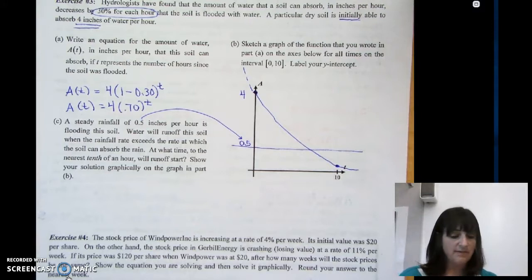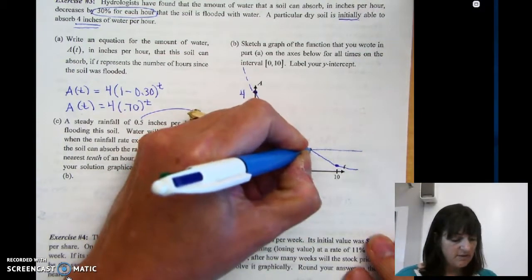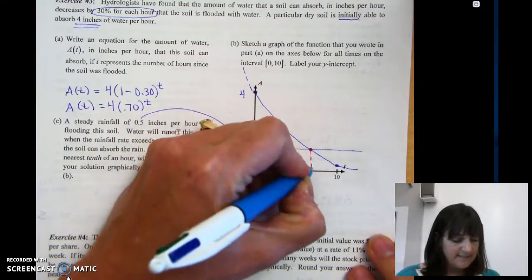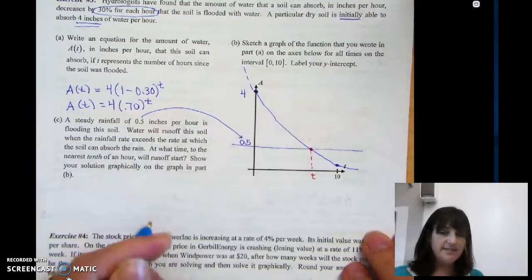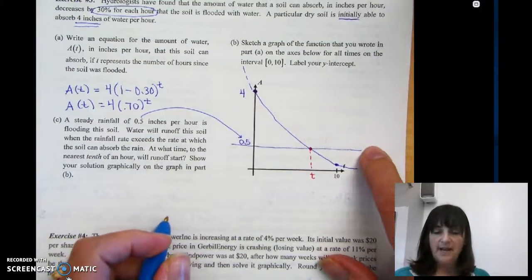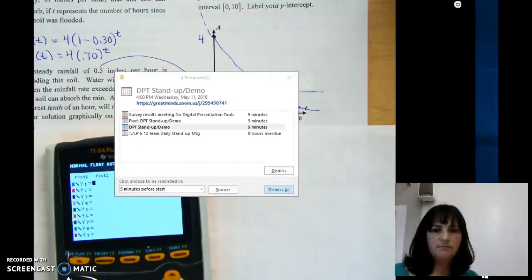So in the last problem, we solved a problem graphically by finding the intersection point. And we're going to do the same thing here, because this time t is going to tell me when my rainfall rate is going to be greater than.